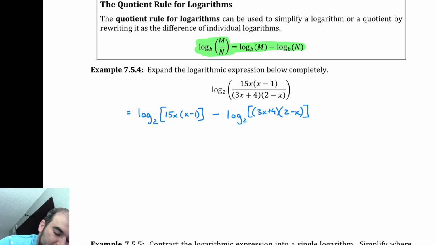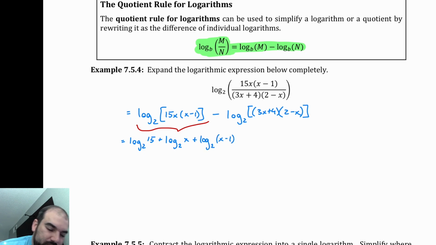here. Firstly, I'm going to expand this first log here. If I expand that, I get a log base 2 of 15 plus log base 2 of x plus log base 2 of x minus 1. Right, that's all of that expansion from a single log. We get 3 separate logs added together.